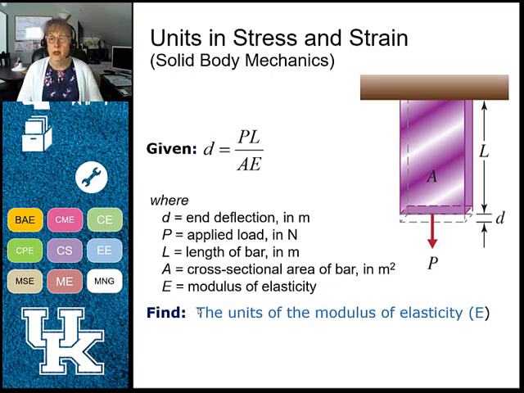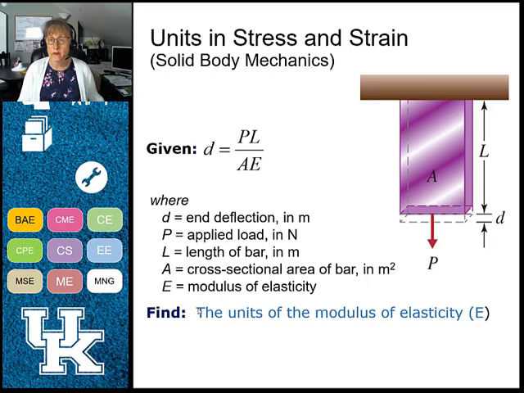Here's another example. This comes from solid body mechanics. If you think about the projectors that are in our classrooms, those projectors hang from the ceiling and there's a round bar that suspends them. That round bar acts like a spring, so it's possible to compute how much it deflects based on knowing the dimensions of the bar, knowing the mass, or weight, I should say, of the projector, and also knowing a material property called modulus of elasticity. It's sometimes also called the elastic modulus or Young's modulus. It's basically a spring constant.